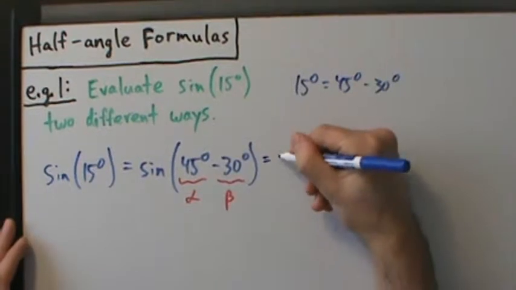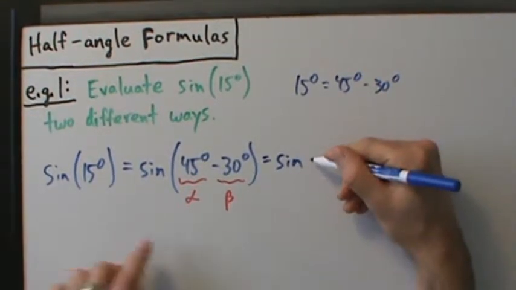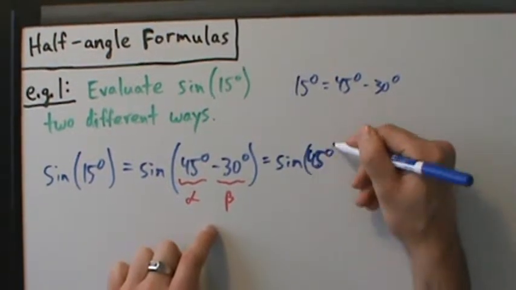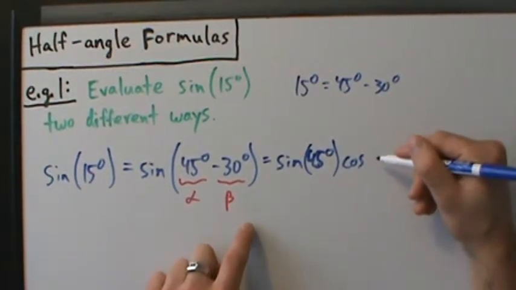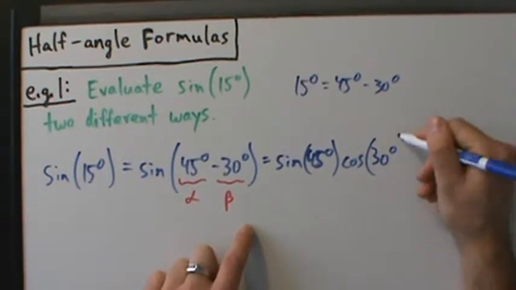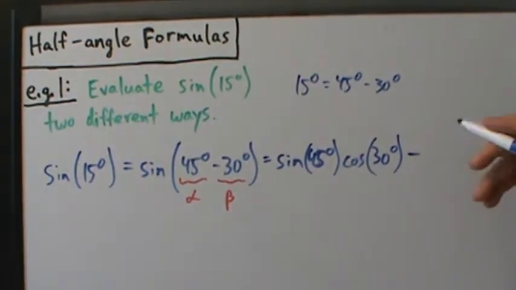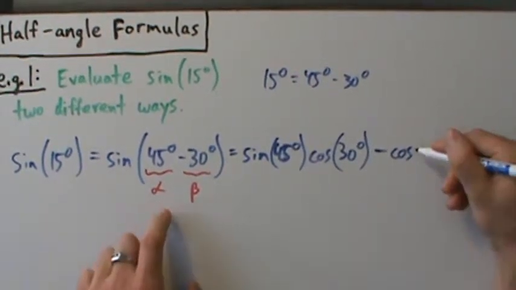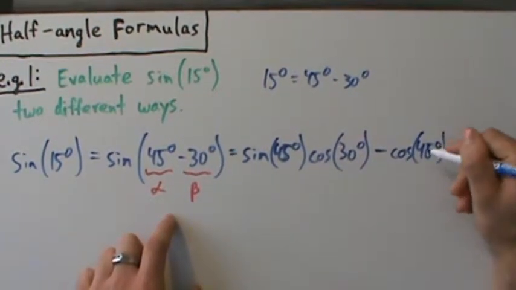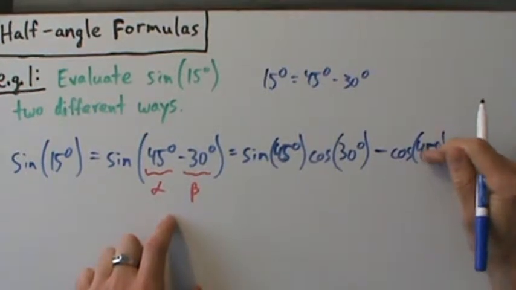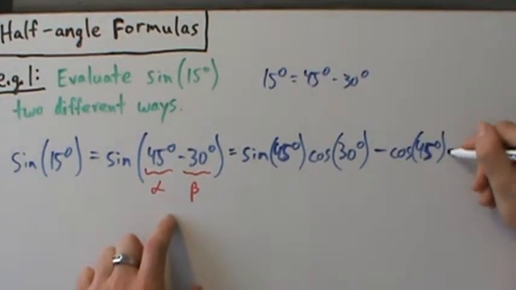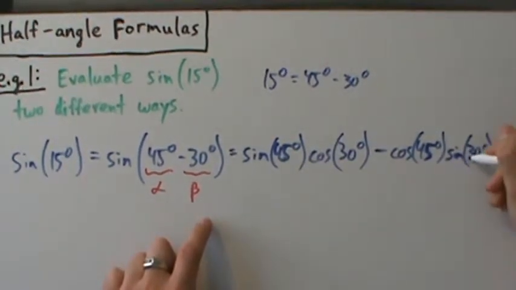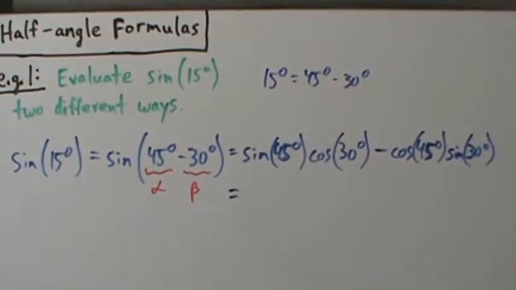So this is going to be sine of alpha, which is sine of 45 degrees, times the cosine of beta, which is cosine of 30 degrees. And then it was minus cosine of alpha. Alpha is 45 degrees. And then times the sine of beta. And beta is 30 degrees. From here it's just a matter of knowing the unit circle.